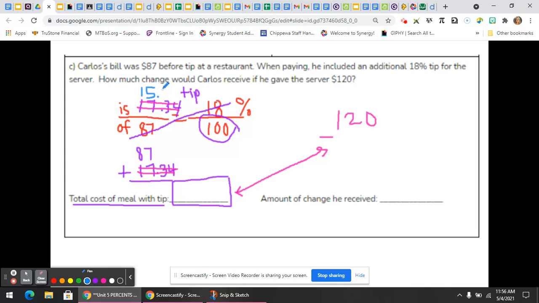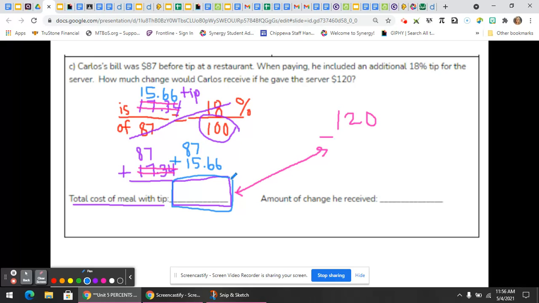So $15.66 is my tip. Okay, so my $87, there we go, plus my $15.66 will give me my total with the tip. So sorry about that. Rewind back to this part here. That will be my total cost of the meal. Again, it's over $100. Okay, it ends in 66 cents.